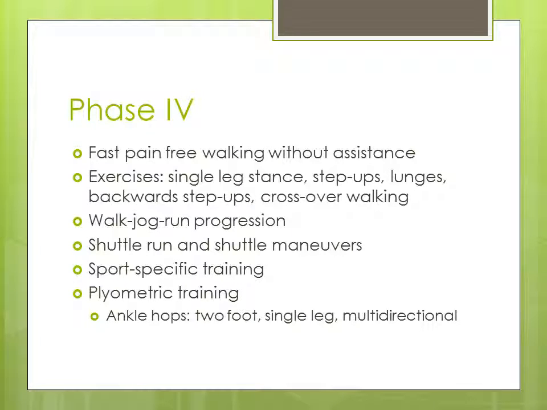By Phase 4, the patient should be walking at a fast, pain-free pace. Examples of exercises include a single leg stance, step-ups, lunges, backward step-ups, shuttle runs, and shuttle maneuvers. Patients can be progressed through a walk, jog, run progression. Sport-specific training as well as plyometric training can be started in this phase. One example of a plyometric exercise used in ankle stability is the ankle hop, which includes a 2-foot hop, a single leg hop, and a multidirectional hop.